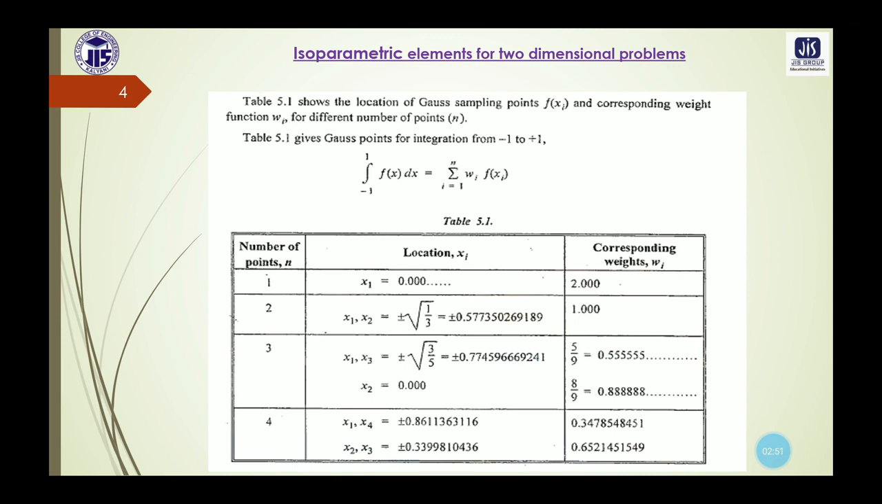Now this table, which you can see here as table number 5.1, here corresponding to the number of points the locations are given, and corresponding to that the different weights are also provided. Now these values of this table we need to remember, and we will use all these values for the corresponding number of points to solve the problems related to this Gaussian quadrature.